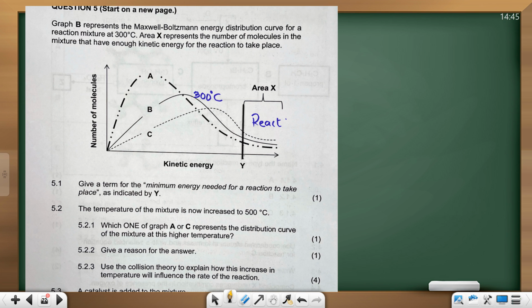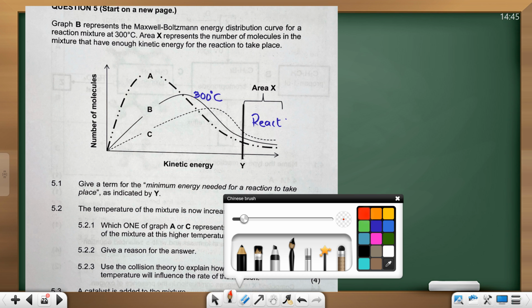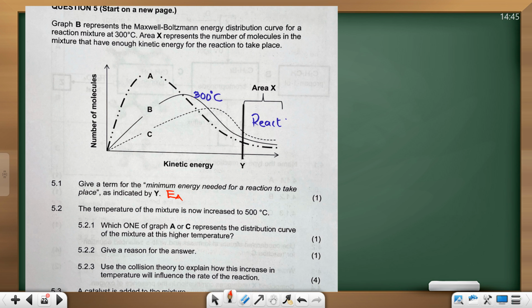5.1. Minimum energy needed to start. Beautiful. Activation energy. The temperature of the mixture is now increased to 500. Which graph represents that? It's C. C is 500. It cannot be B. If you said B, that means you didn't read the question from the top.